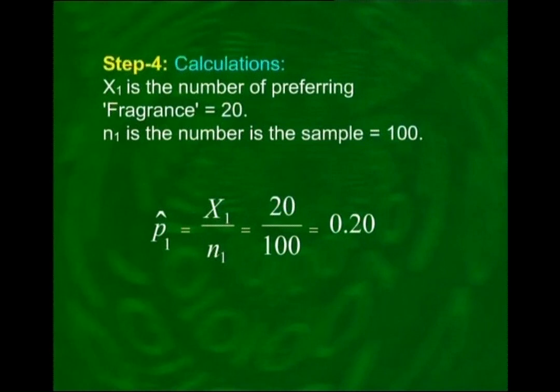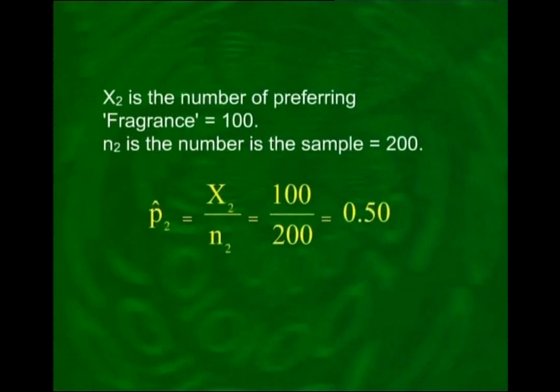Now, let us compute the value of Z so that we can proceed further in this problem. As you see on the screen, P1 hat comes out to be 20 over 100 because out of the 100 young women who were sampled, 20 preferred the perfume fragrance. Therefore, P1 hat is equal to 0.20. Similarly, P2 hat comes out to be 100 over 200 and that is equal to 0.50.